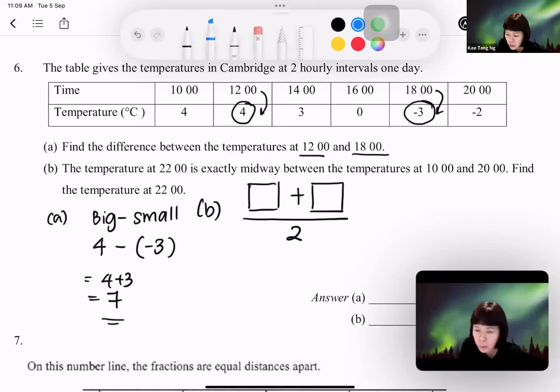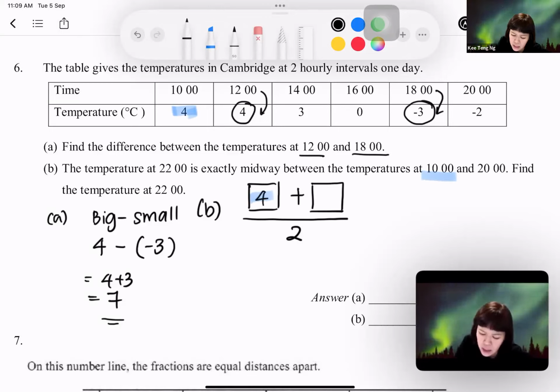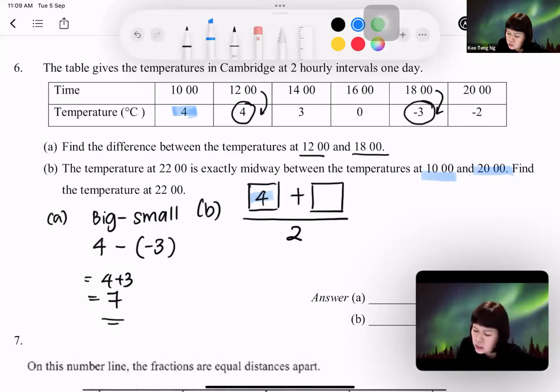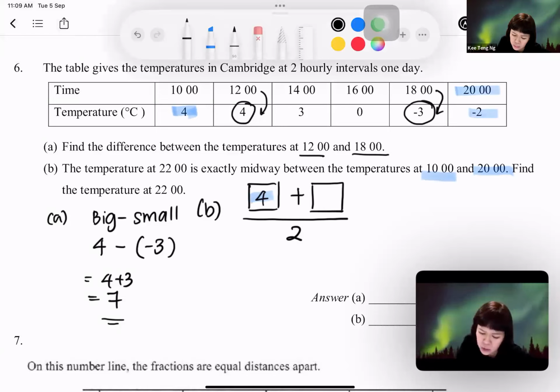But which two numbers did they want? They want the 10 o'clock, which is the number 4. So I put the number 4 inside here. And then they want 2000. They want the 2000, this one over here. So I put the number over here, -2.